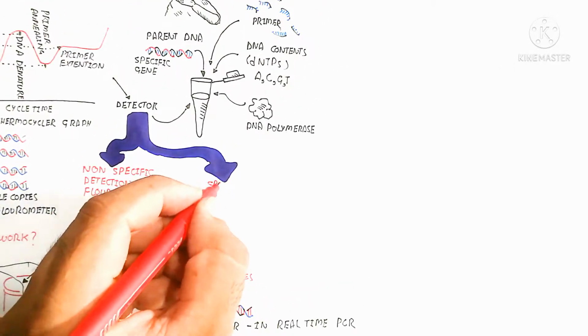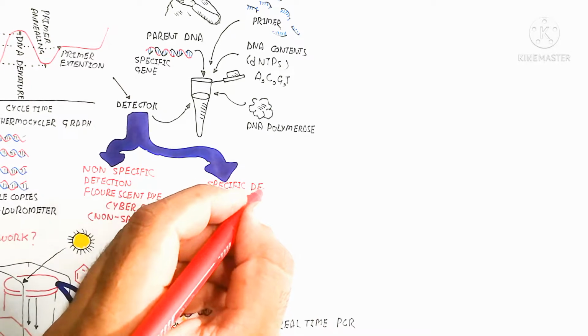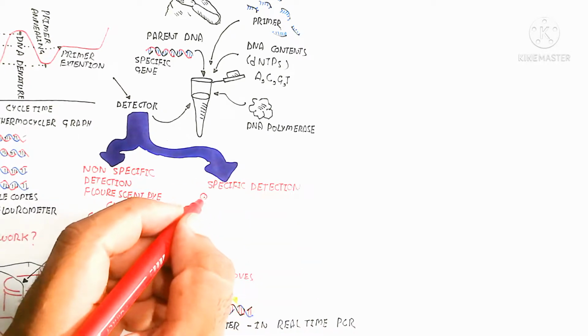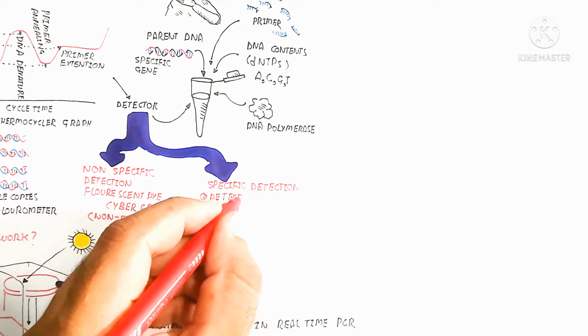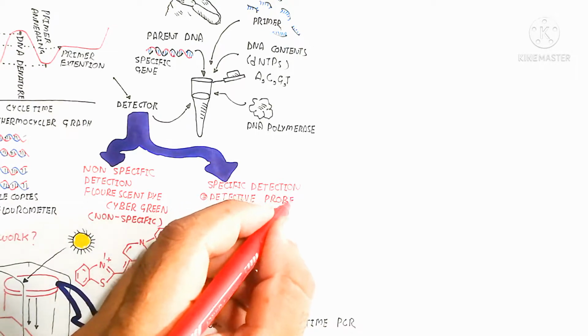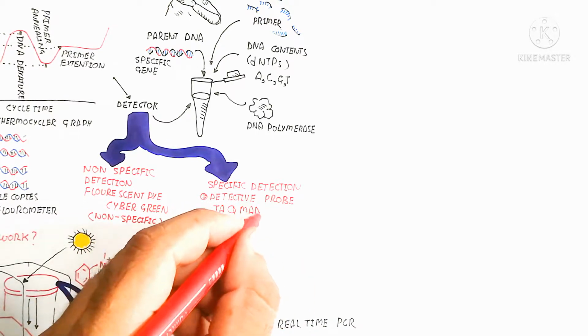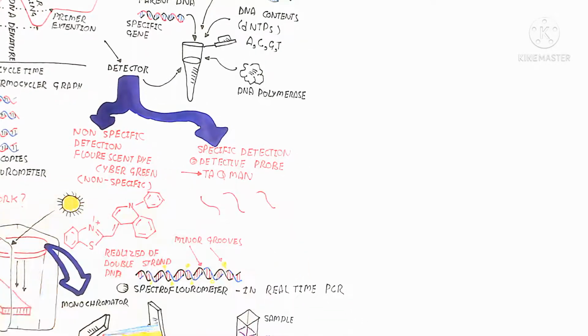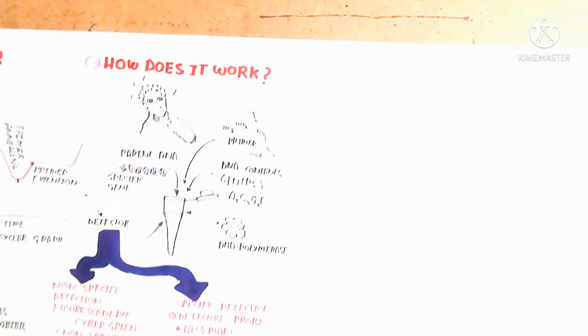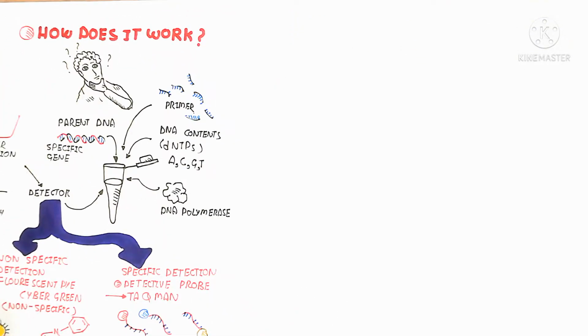Non-specific detector is a detection fluorescence dye, which is simple, and SYBR Green is a major important non-specific detector. SYBR Green produces a green color, but it does not produce another color, so we can check the amplification by the exponential increase of the green color.